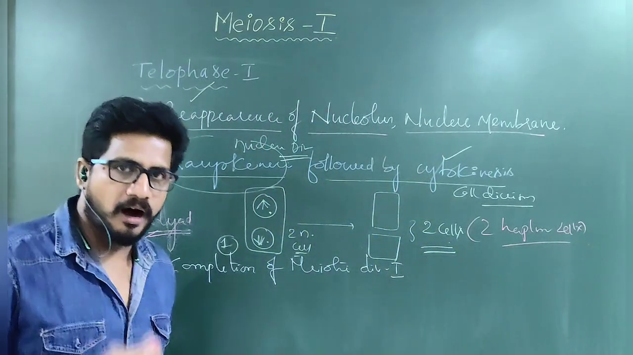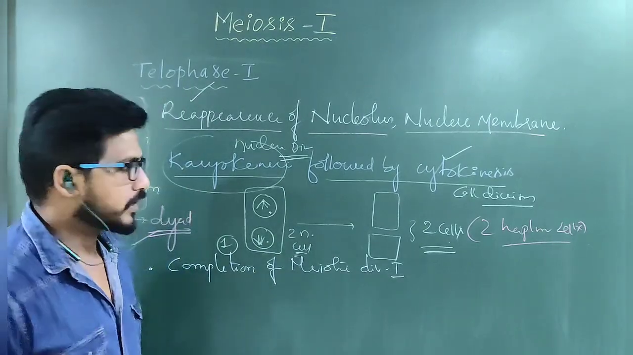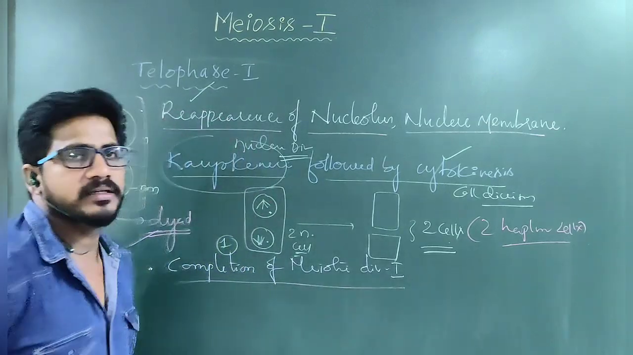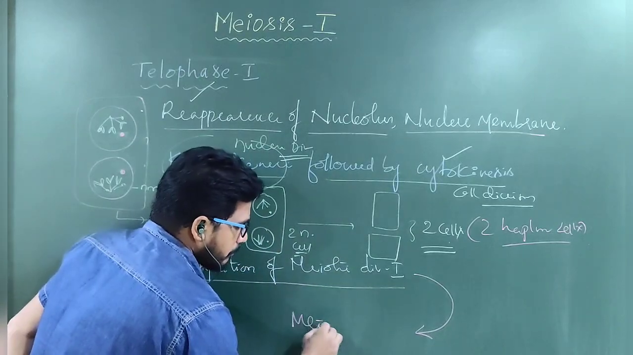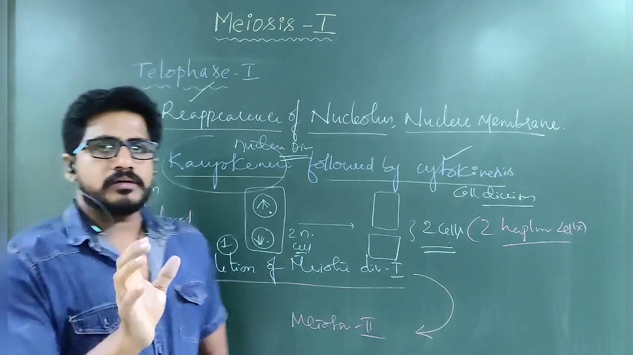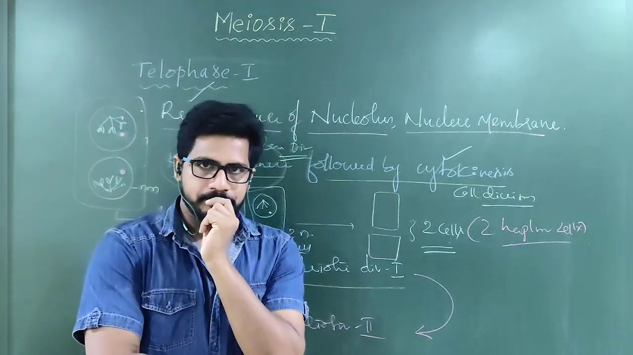Chromosome number becomes half, reduced. In which step? Anaphase itself. So, the completion of meiosis division 1 has taken place and it leads to meiosis 2. Here one should understand that before any division, the cell should be prepared.